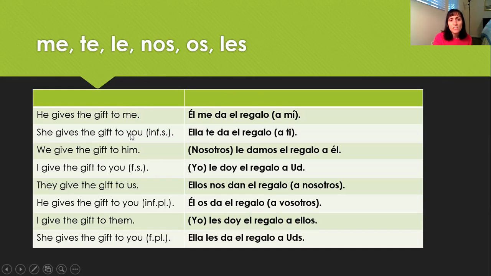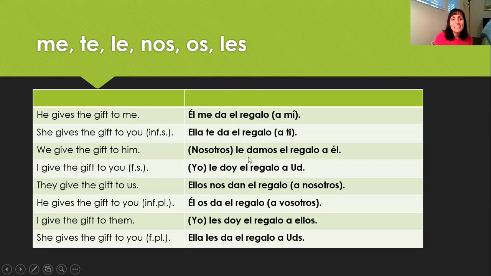She gives the gift to you. Ella te da el regalo a ti. You can leave out a ti and just say, ella te da el regalo. We give the gift to him. The subject is nosotros. We can leave it out because damos always goes with nosotros. Le damos el regalo a él.